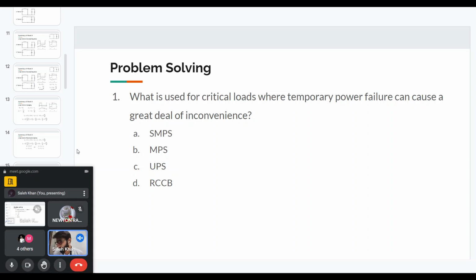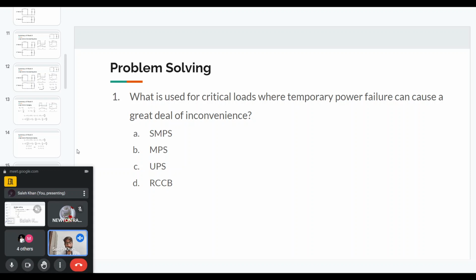Okay, so we can continue now. The first problem is: what is used for critical loads when temporary power failure can cause a great deal of inconvenience? The options are SMPS, MPS, UPS, or CCB. What is of concern here is only SMPS and UPS, because the other things are not related to power electronics.